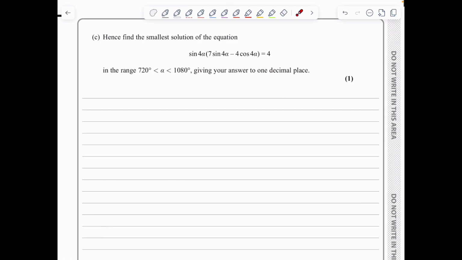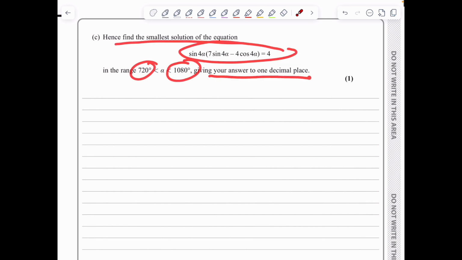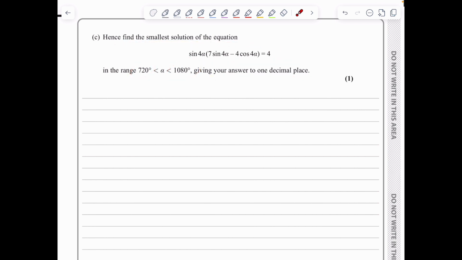In part C, we need to hence find the smallest solution of this trigonometric equation in the range of 720 up to 1080, giving our answer to one decimal place. It's exactly the same trigonometric equation. However, instead of x, we now have 4 alpha. So I will go back to the generating formulae we obtained in part B, and instead of x, we're looking at 4 alpha being equal to A plus 180k, and 4 alpha being equal to B plus 180k, which means that alpha is A plus 180k over 4, and then alpha is B plus 180k divided by 4.